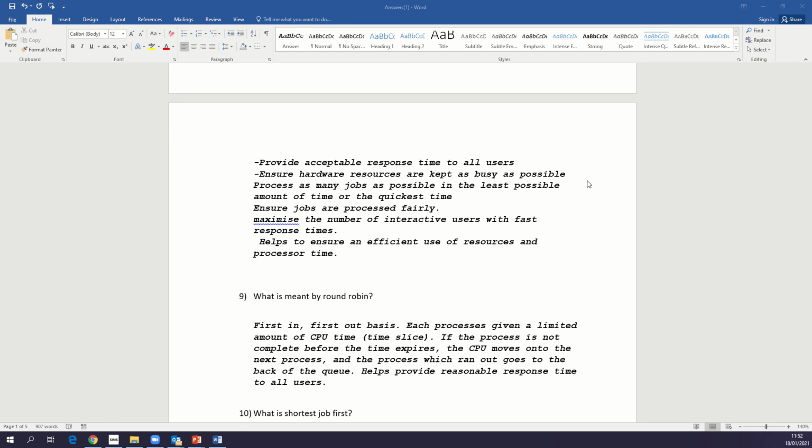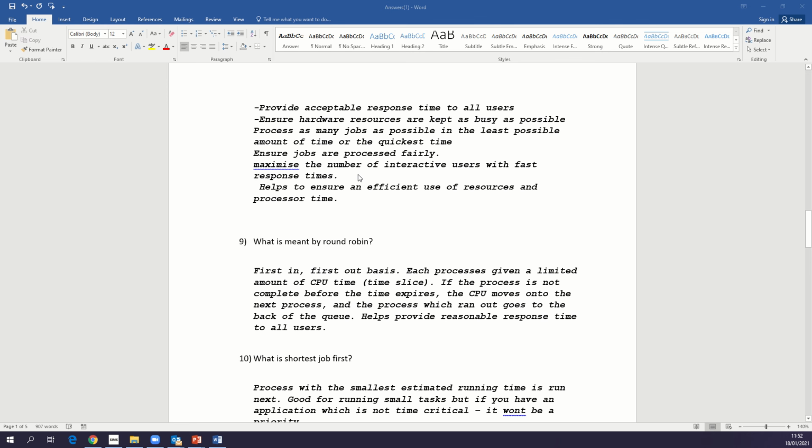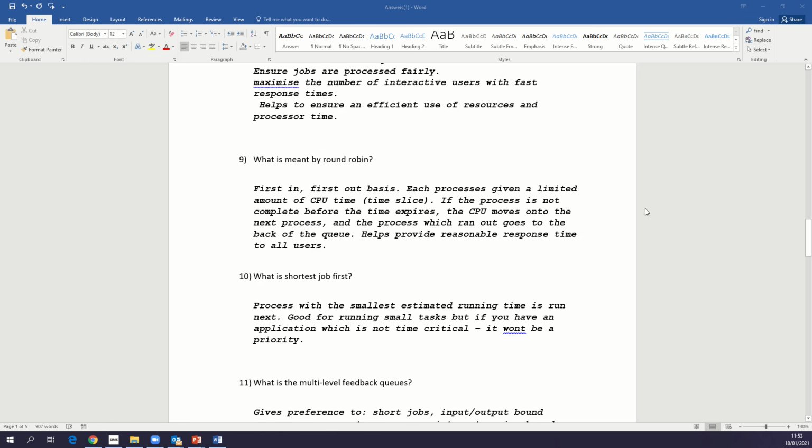There's no point waiting for a user input. We could be using that processing time for a different job. This means that we can process as many jobs as possible in the least possible amount of time. That's what we're aiming for with using a scheduler. We maximise the number of interactive users with response times, so making sure those response times are fast and helping us to ensure an efficient use of resources and processor time.